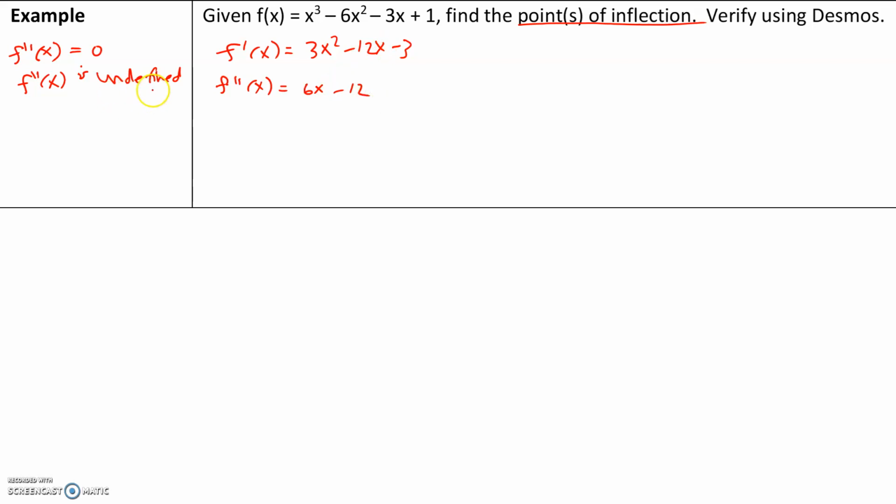This can't be undefined because we don't have a variable in the denominator, but we can set this equal to 0. So if we set this equal to 0, you add 12 divided by 6, you get x equals 2. x equals 2 will be a point of inflection. Let's verify this by graphing it on Desmos.